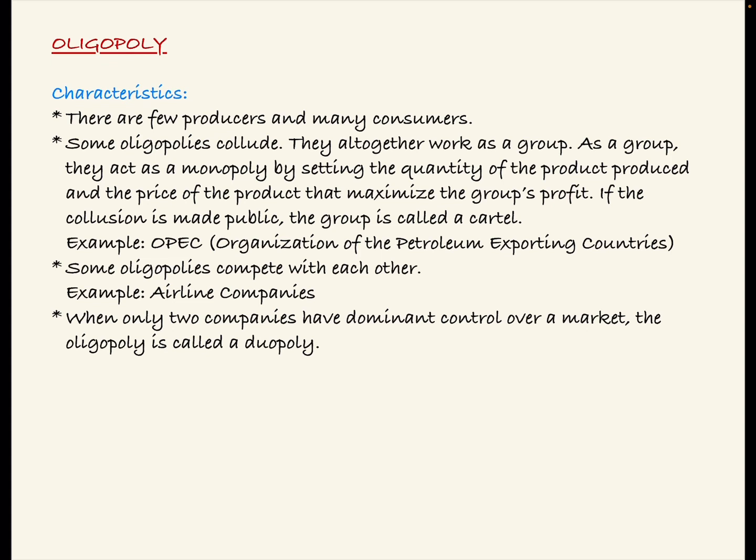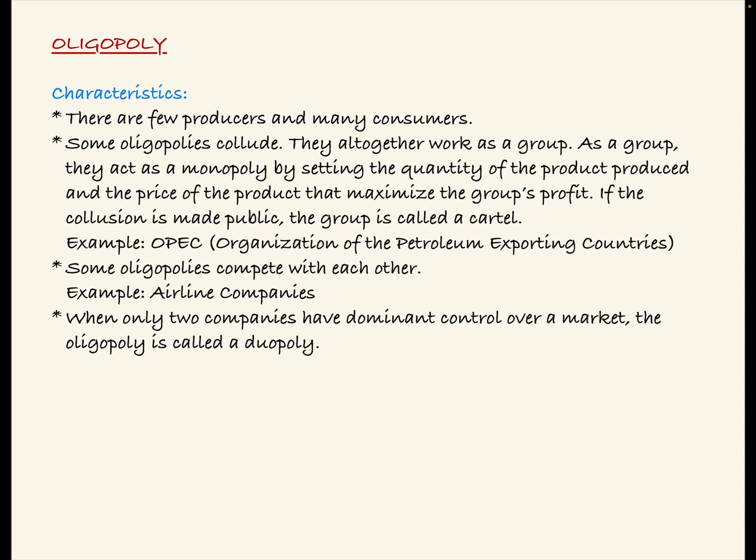Now some oligopolies collude. Altogether, they work as a group. As a group, they act as a monopoly by setting the quantity of the product produced and the price of the product that maximize the group's profit. If the collusion is made public, the group is called a cartel. An example of public collusion is OPEC, or the Organization of the Petroleum Exporting Countries.